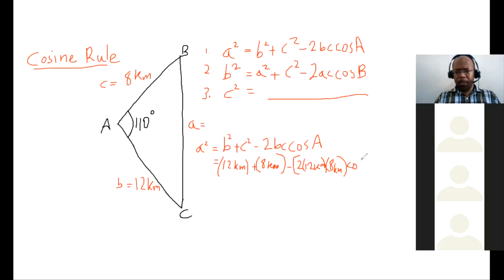Cosine, what's the value for A, the angle A? What's the value, guys? 110 degrees. All right, excellent. So there we go. 110 degrees. Okay, let's start to work it out.